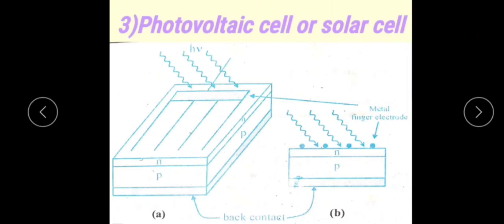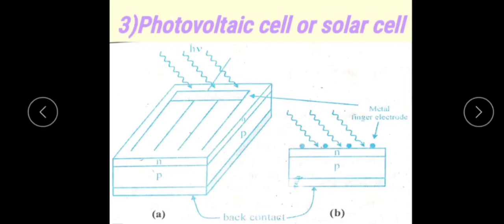The metallic grid occupies only a very small fraction of the cell area, so that light can be incident on the cell from the top. So the procedure is as follows. When the light falls on the solar cell, the EMF is generated due to the following three basic steps. You should remember this. First one is generation.